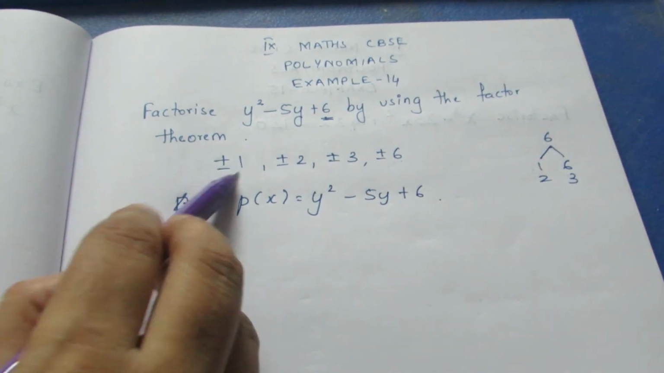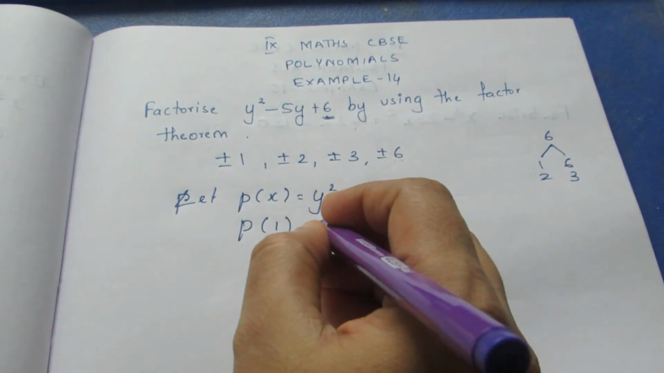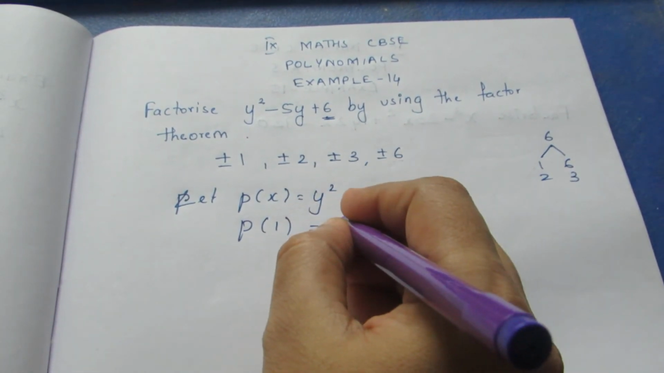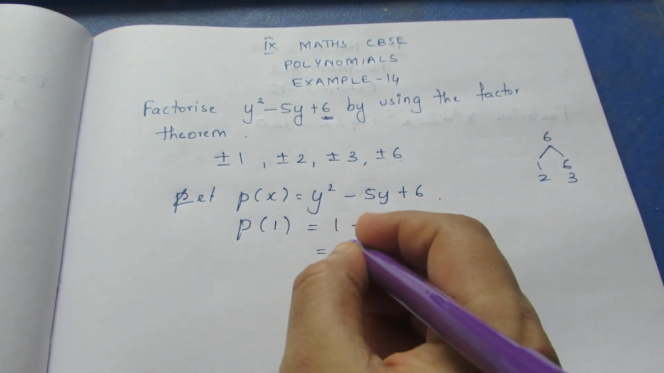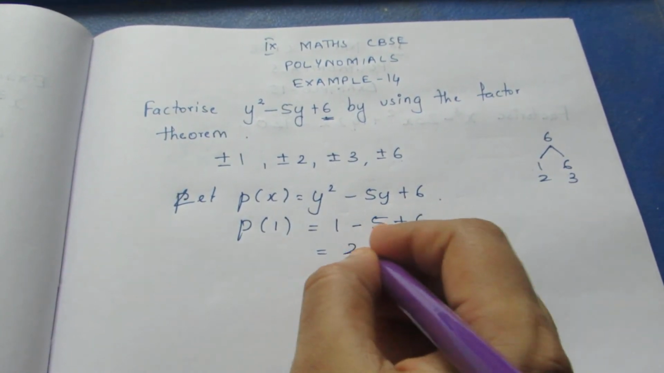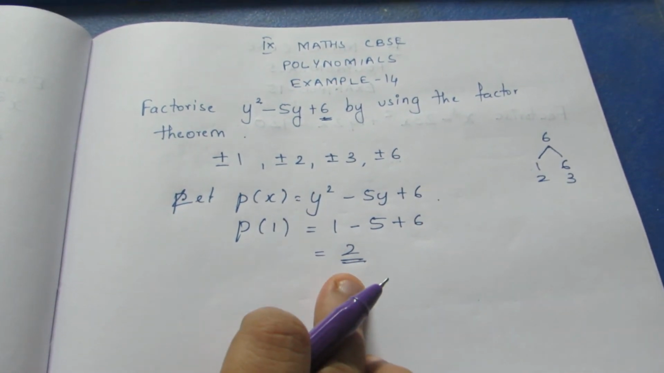First substitute plus or minus 1. I am going to substitute 1 first. If I substitute 1, I get 1 minus 5 plus 6. This is 7 minus 5, 2, so 1 is not a factor. You need to get 0. Here I got 2, so 1 is not a factor.